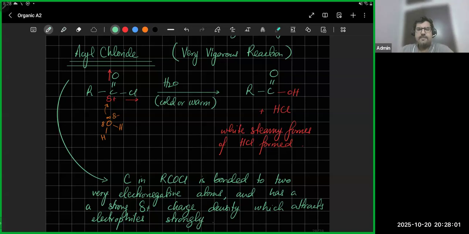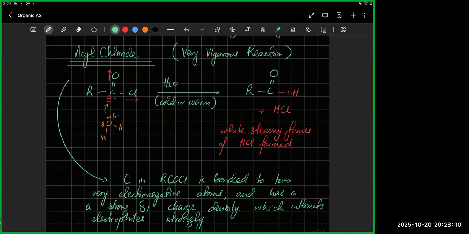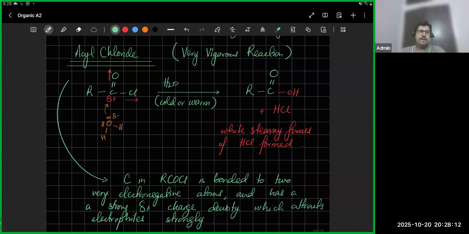Okay, is this clear to everyone? Ibrahim, Isaac, Khalid, is it clear? Yes, sir. So I'd say it's a very, very strong partial positive charge.